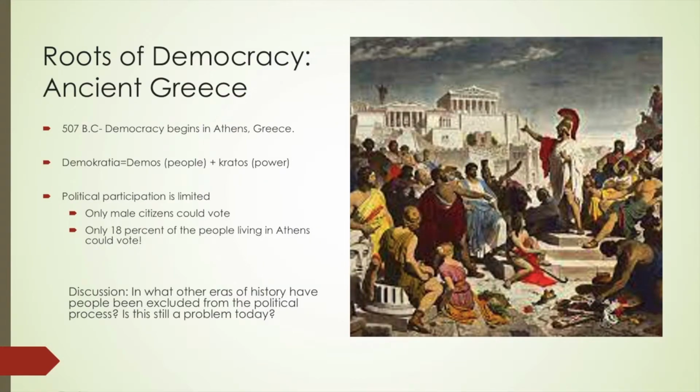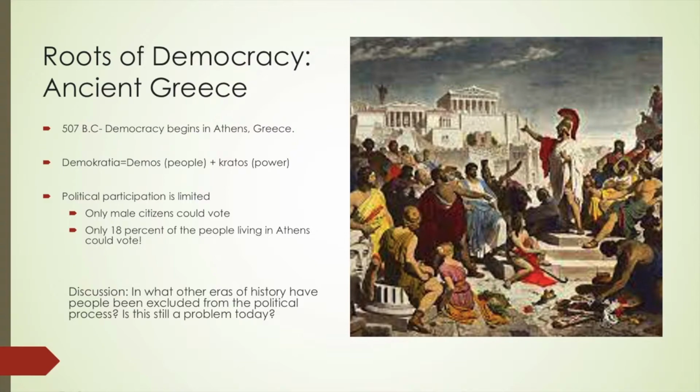So excellent. Now that we have a strong idea about what democracy is, we're going to talk about the first ever democracy in the world, which was in ancient Greece. Democracy started in 507 BC in Athens, Greece, and it comes from an ancient Greek word, demokratia, which stands for demos, which means people, and kratos, which means power. So democracy means a system of government where people have the power.